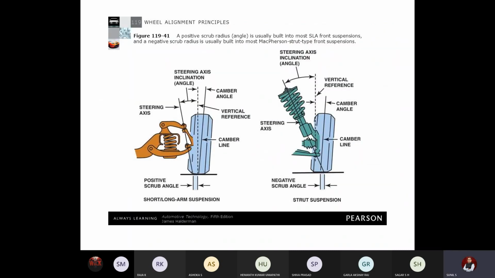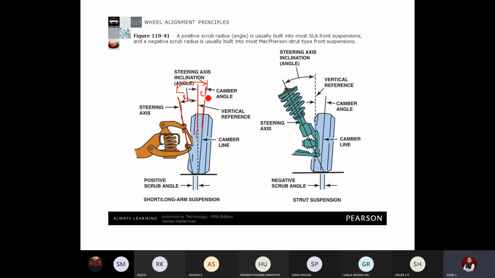We'll go back. In this sketch, you can clearly see. This is the steering axis, correct? And this is the vertical axis of the wheel. The angle between these two, we call it the kingpin inclination. And this is the actual tire axis. So this is the camber, this is the kingpin inclination. The sum of the two, we call it the included angle.